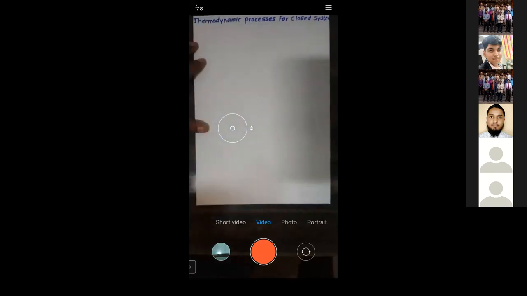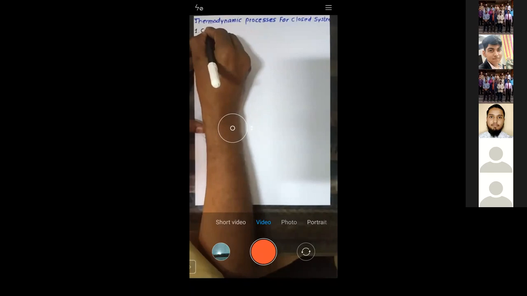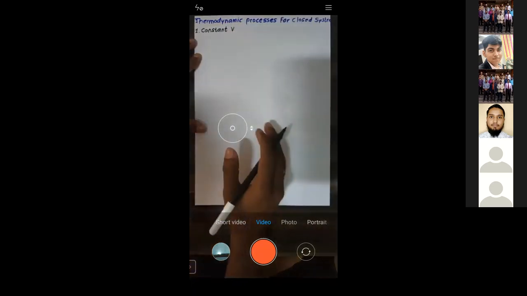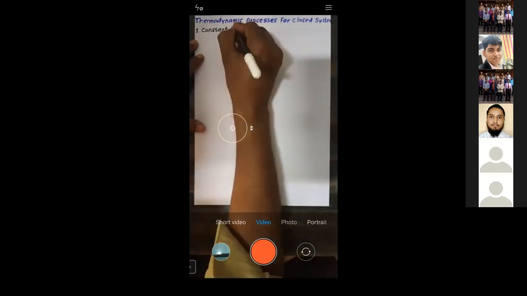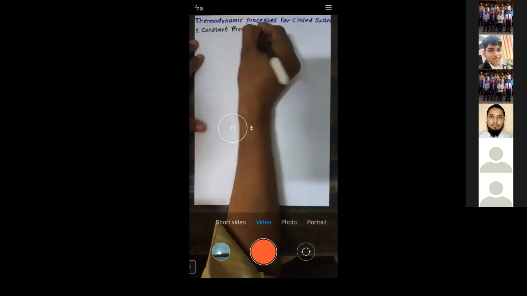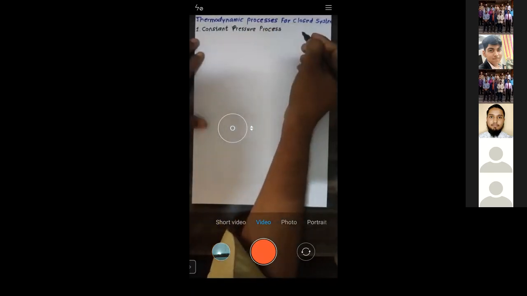Okay. Now I will start with the first process. First process is called the constant volume process. Or we can also start with the constant pressure. Anything we can start. Let us start with the first. I will start with the constant pressure. First process, it's a constant pressure process.